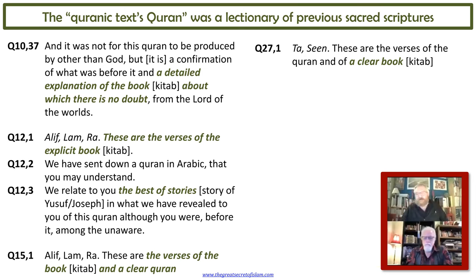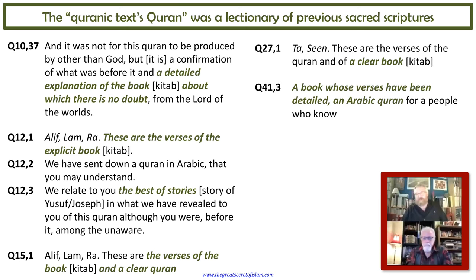In Surah 27, verse 1, again, it's almost the same. "These are the verses of the Quran and of a clear book," a clear scripture. The same explanation. The Quran, the Arabic lectionary, features the same verses as the ones we find in the clear scripture, the Bible. What is this scripture? In Surah 41, verse 3: "A book whose verses have been detailed, an Arabic Quran for people who know." Again, here we have evidence that the Arabic Quran, the Arabic lectionary, is a collection of verses from a previous sacred scripture, a previous kitab, and I think it is the Bible.